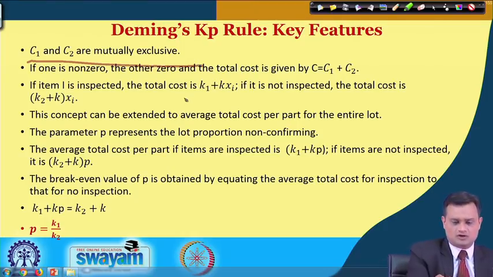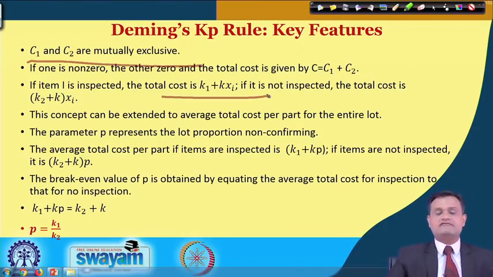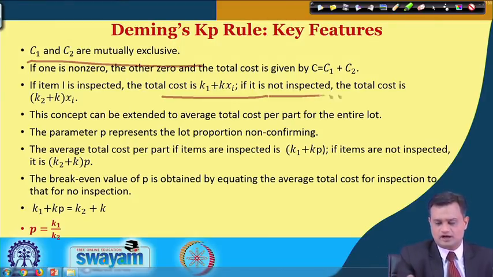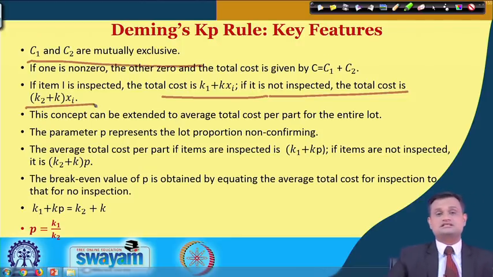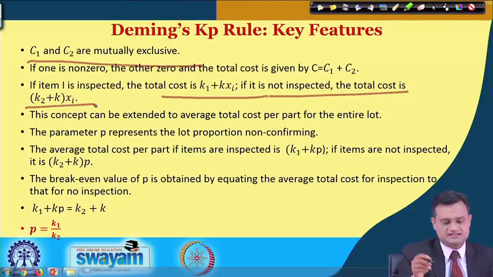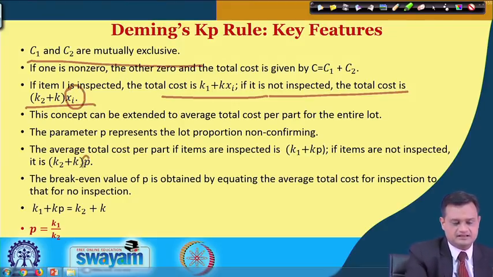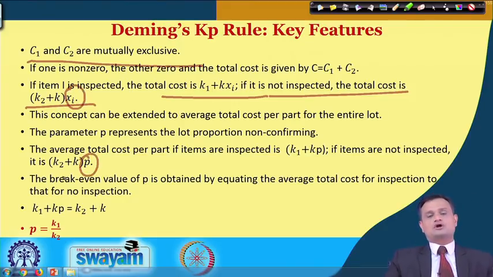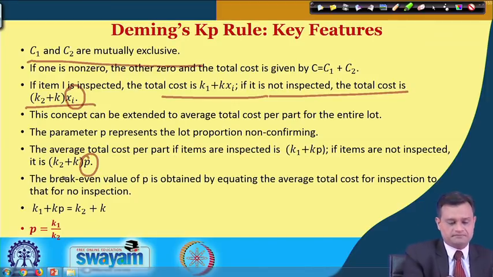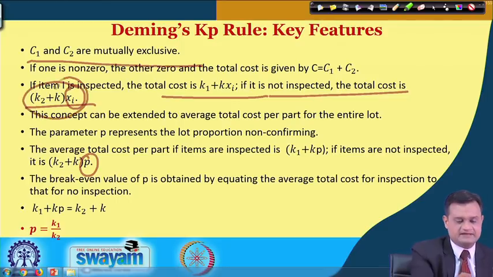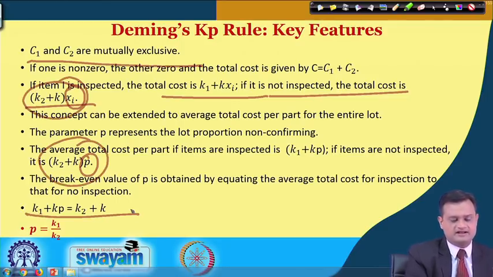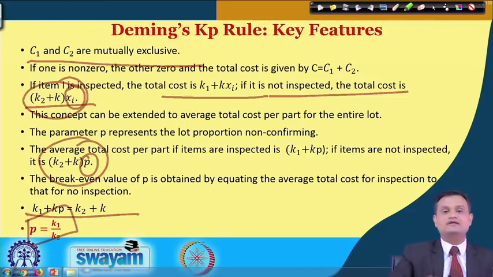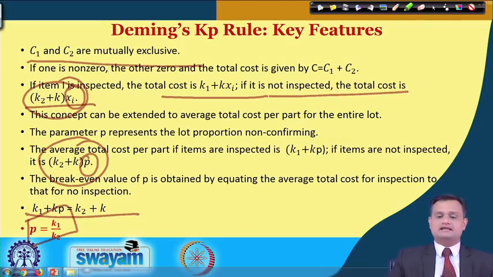Now the total cost of inspection is K1 plus K Xi, as we have seen, and the total cost if it is not inspected is K2 plus K Xi. You just replace Xi by P, that is the proportion non-conforming. So you will get the proper quantities that can be equated, and when you equate them you will get the value P equal to K1 by K2.